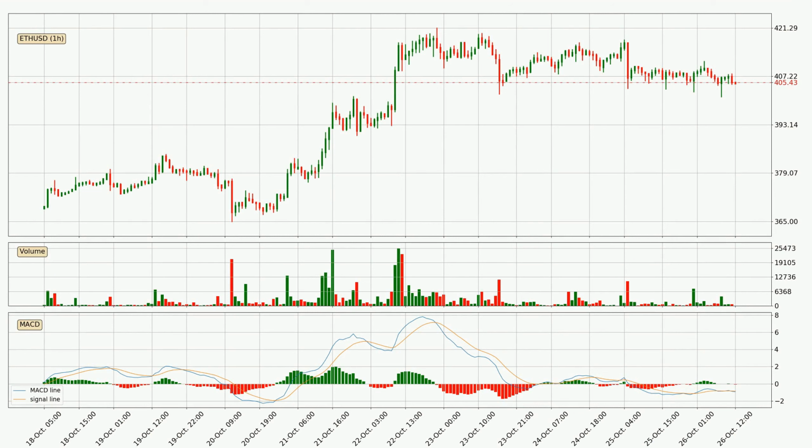Jumping to the hourly MACD, the MACD line is below the signal line, which shows that the current trend is on the downside. The MACD histogram shows that the momentum is currently strong, and it could be expected the price to go further to the downside.